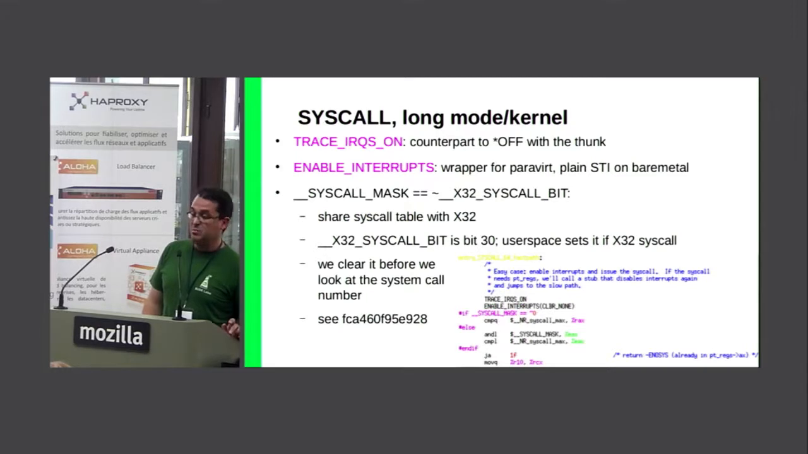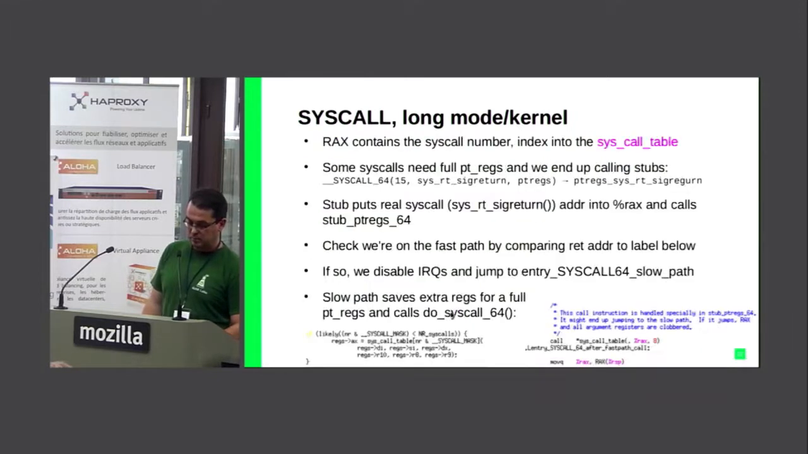User space sets bit 30 to say that I'm executing an X32 syscall, and we have to clear that bit before we look at the syscall number. And this is the commit if you're more interested.